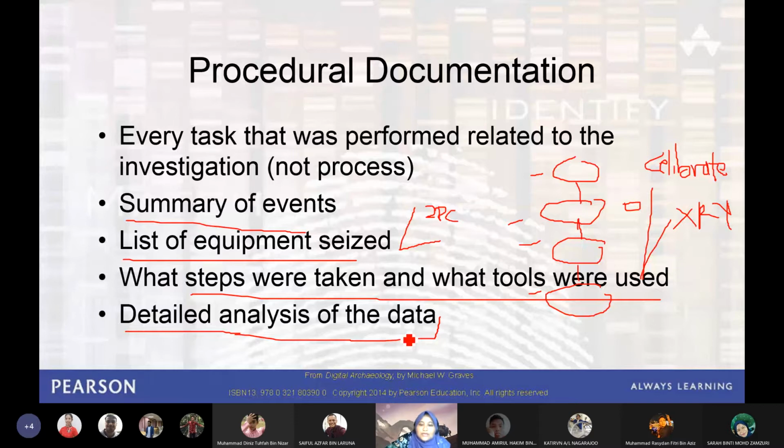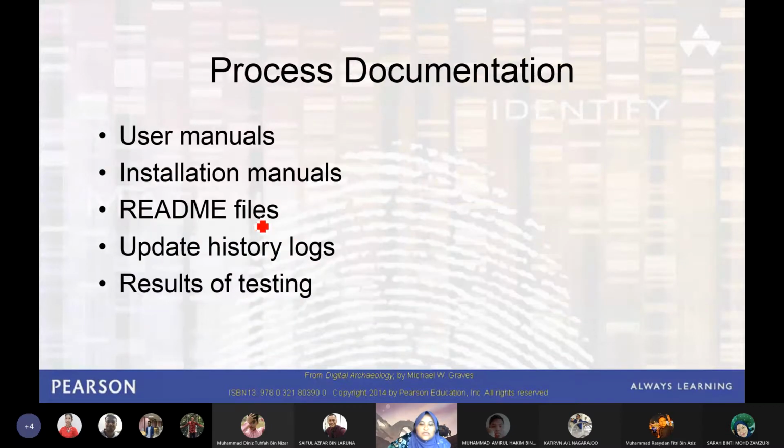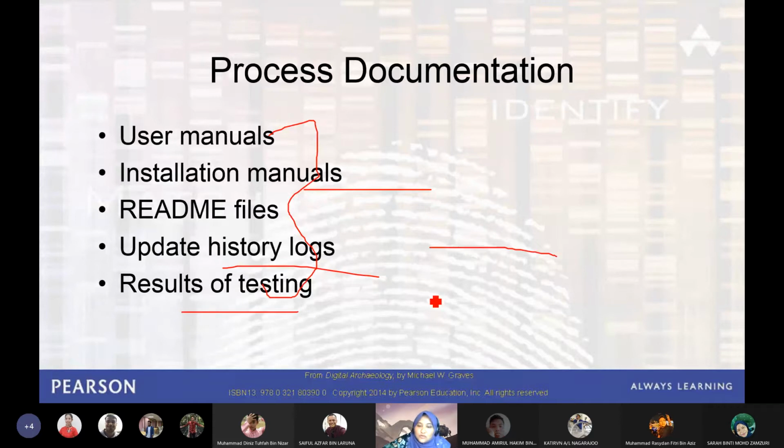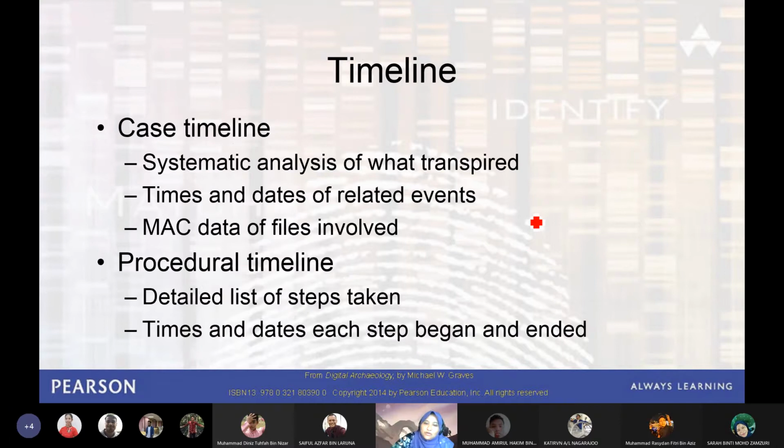Okay, a detailed analysis of the data. Ini the process documentation yang selalunya kena ada. User manuals yang you guna. Installation manuals. Ada tak history logs. What are the results of your testing. So selalunya kalau you guna EnCase ke ataupun you guna FTK, which is the tools yang kita selalu guna untuk forensics, dia dah buat siap-siap reporting untuk segala analisis yang you buat. So you can just download that and include that in your report as well.